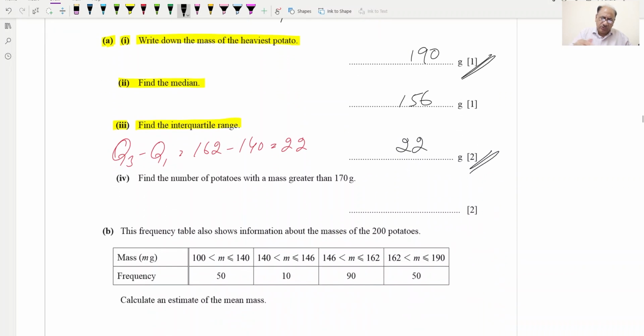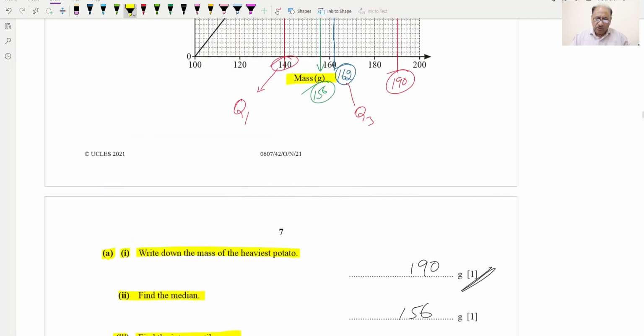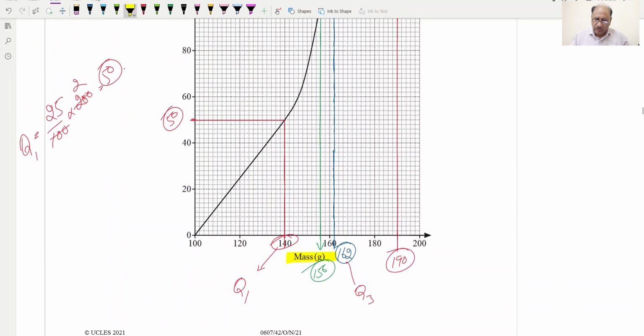Find the number of potatoes with a mass greater than 170 grams. So for greater than 170 grams, we need to check the reference for 170, and the 170 reference will be 1, 2, 3, 4, 5. The 170 reference is this one. This reference is 170. So we can check 170.